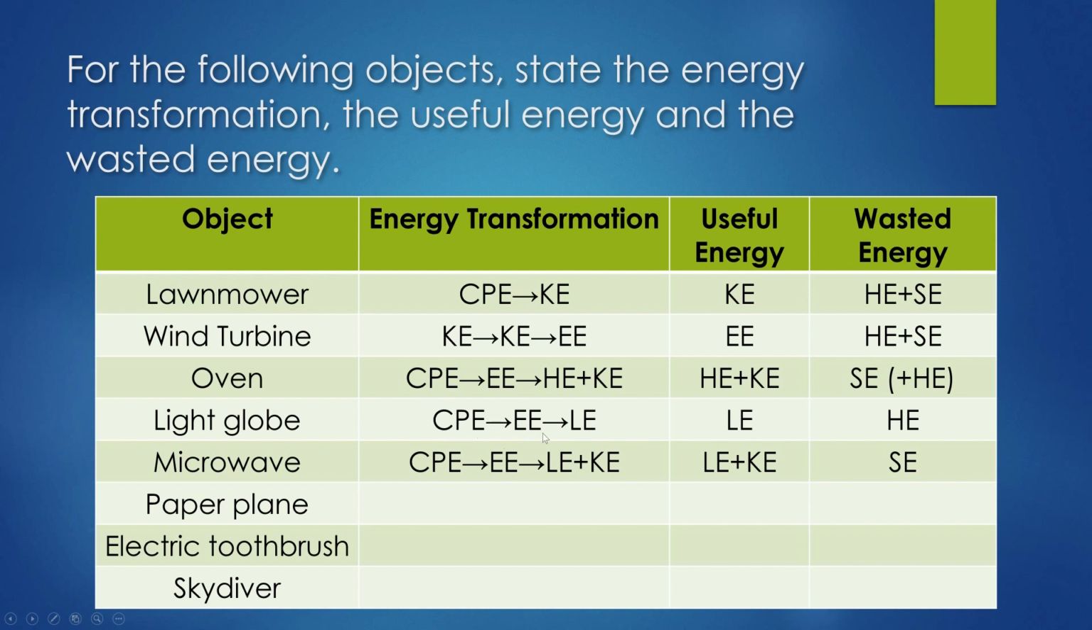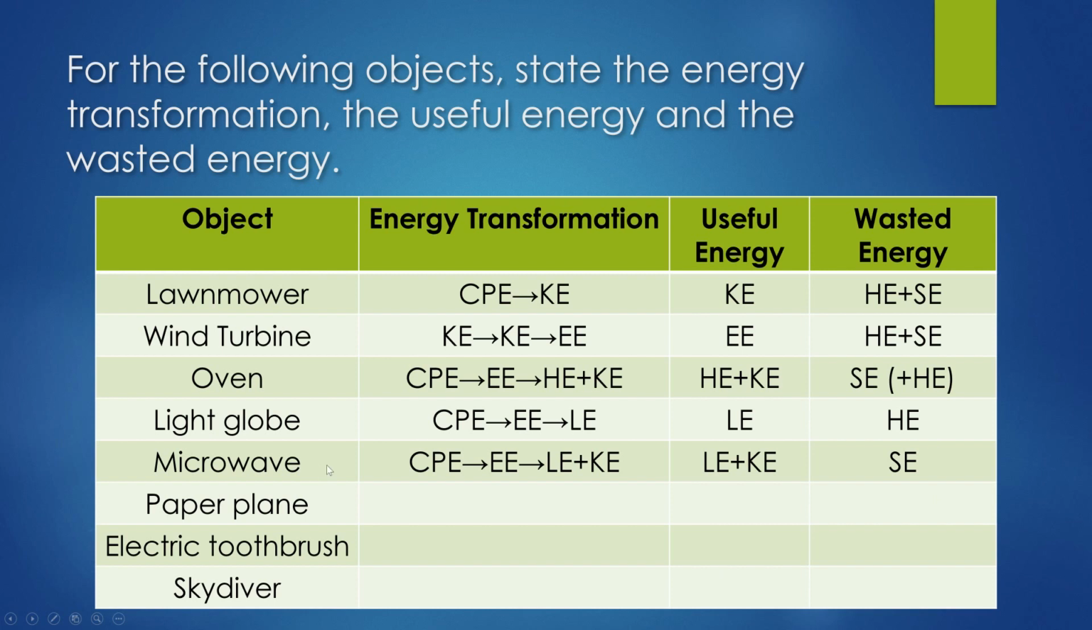Becoming electrical energy, and in a light globe, what we want is the light energy. So that's the useful energy here. You could argue that there is more heat energy produced than light energy in a light globe, at least the old incandescent ones. You've got less heat energy in the LED lights that we use now.